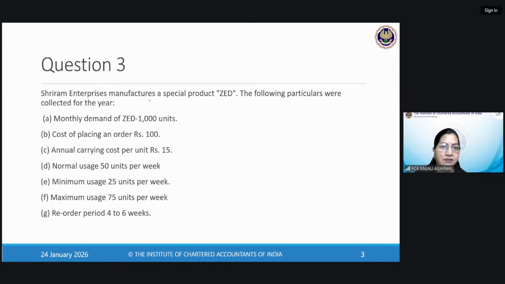Shriram Enterprises manufactures a special product Z. These are the particulars collected for the year. So he is manufacturing the finished product Z, and the monthly demand for Z is 1000 units. If monthly demand for Z is 1000 units, annual demand becomes 12,000 units. 1000 into 12, that is 12,000 units.